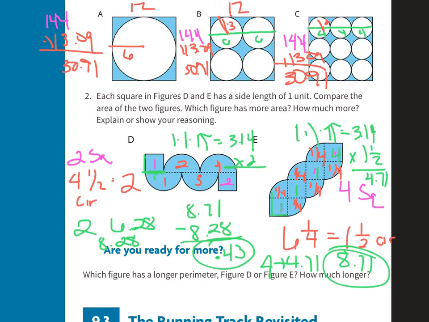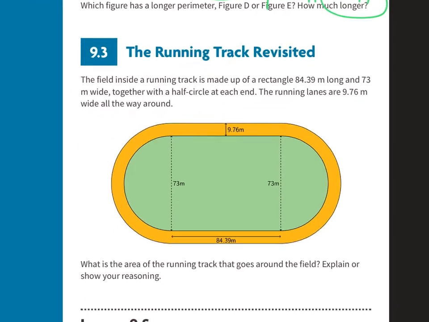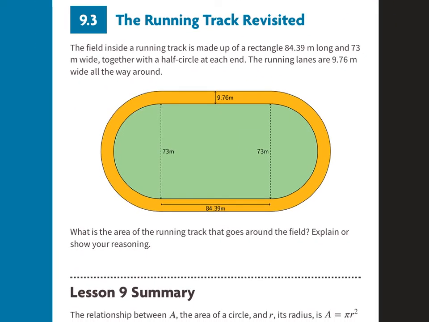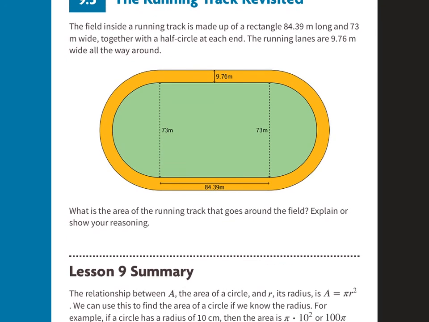So there's that one. Running the track revisited. The field inside the running track is made up of a rectangle 84.39 meters long and 73 meters wide, together with a half full circle at each end. The running lanes are 9.76 wide all the way around. What is the area of the running track that goes around the field? Show, explain your reasoning. So I need to find the area of the orange part.